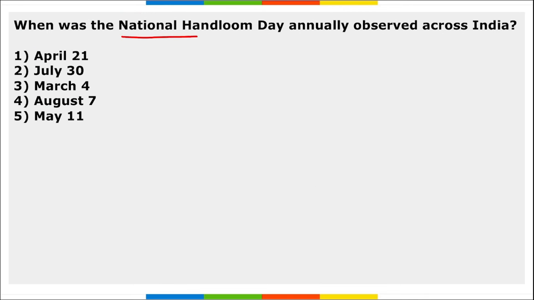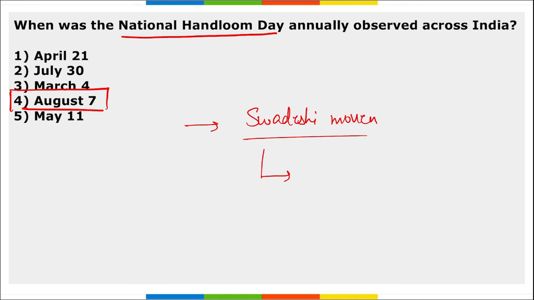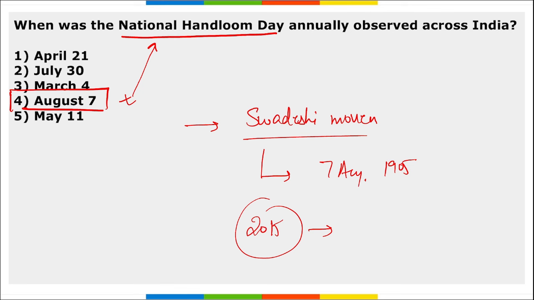Next, when was National Handloom Day annually observed across India? It was 7th of August we observed National Handloom Day. Also, this day is celebrated to commemorate the Swadeshi movement. Can you tell me when was Swadeshi movement launched? It was on 7th of August. Hence, 7th of August is observed as National Handloom Day. And in which year? 1905. Right? And it was in 2015 that the government of India designated 7th of August every year to be observed as National Handloom Day.